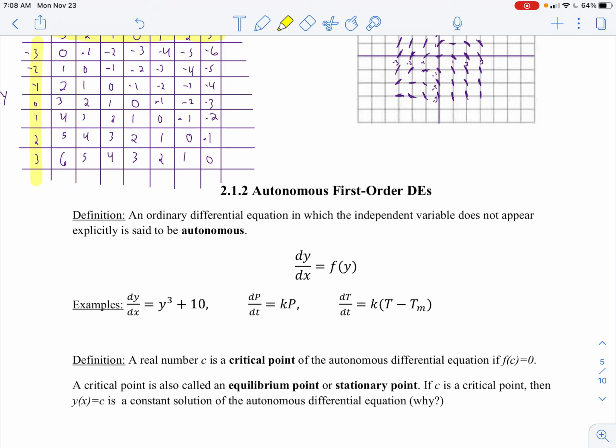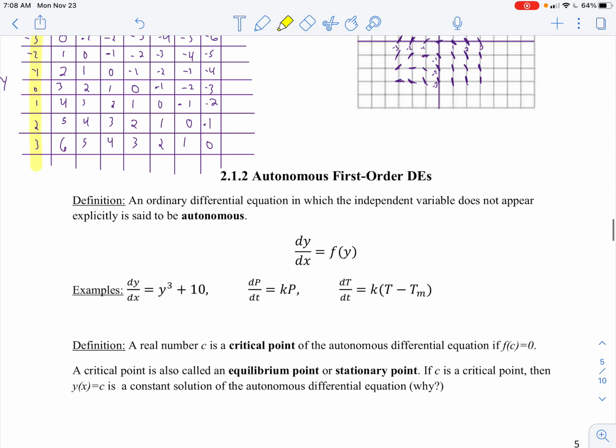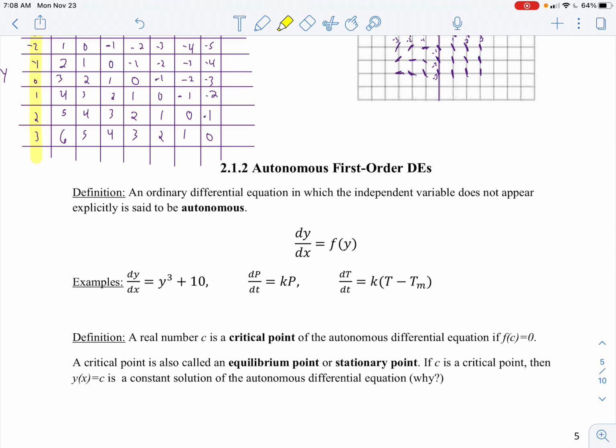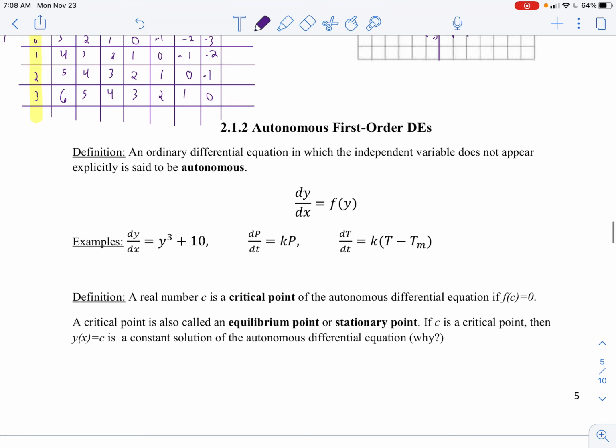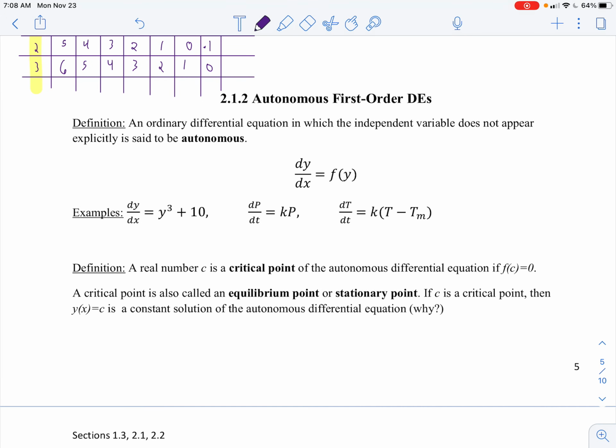For the definition, a real number c is a critical point of the autonomous differential equation if f of c is equal to 0. A critical point is also called an equilibrium point or stationary point. If c is a critical point, then y of x equals c is a constant solution to the differential equation. Now, why is that? Well, if we substitute c into our differential equation and get 0, it's a critical point. Since this is y of x, we'll say dy over dx at that value is equal to 0. That's what our differential equation is.